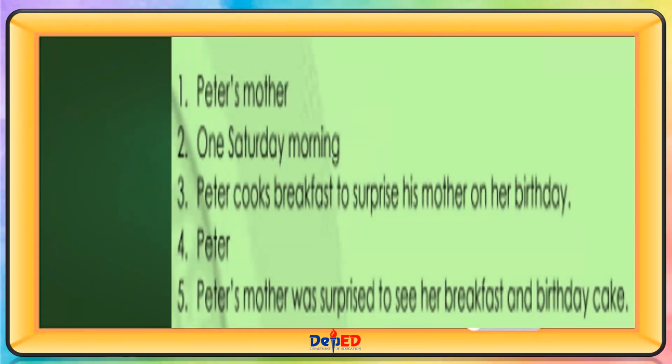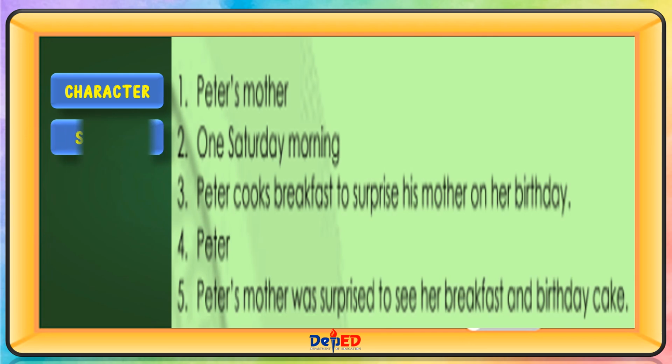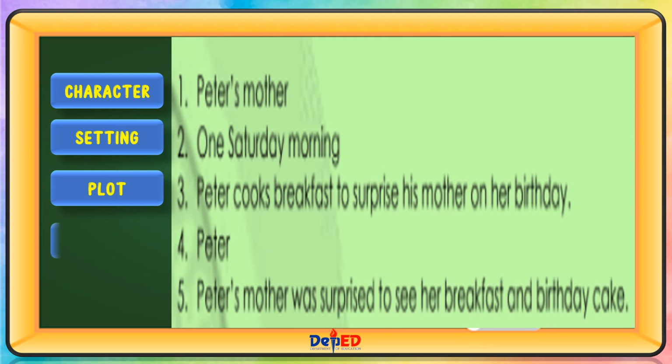Peter's mother is a character. One Saturday morning is the setting. Peter cooks breakfast to surprise his mother on her birthday. This is a plot. Peter. This is a character. Peter's mother was surprised to see her breakfast and birthday cake. This is also a plot.